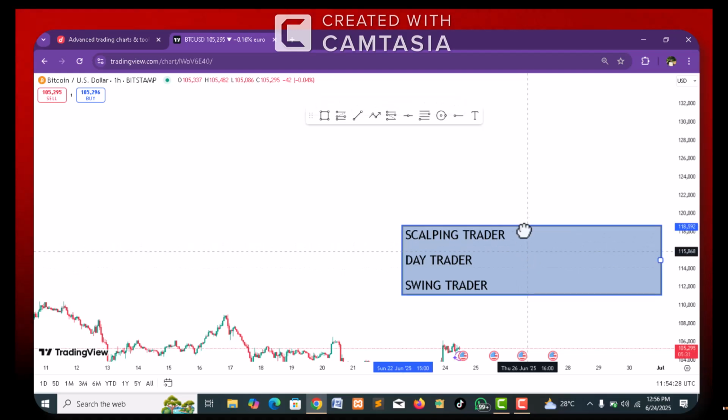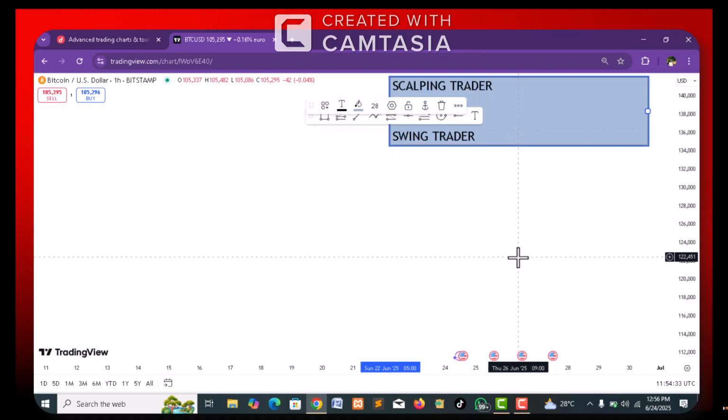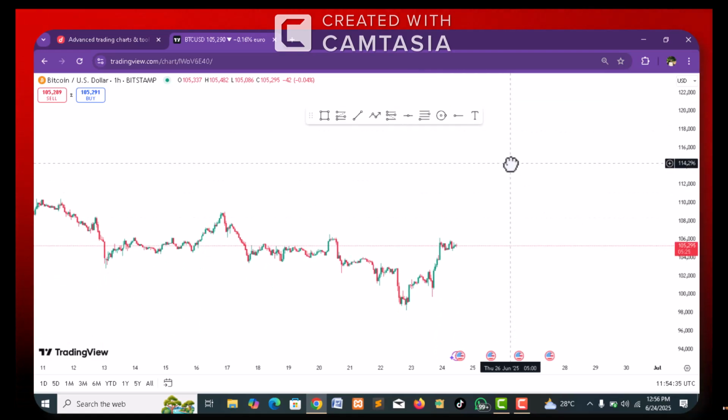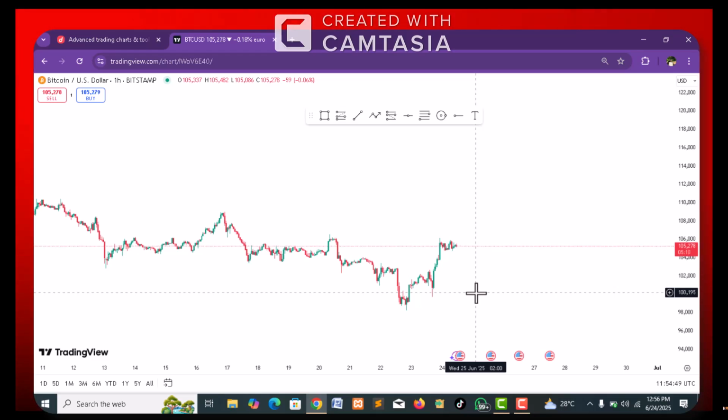Sorry, let me adjust this up so that we won't get distracted. As you can see in BTC, the market is going up, right? The market is going up. So what do we understand? We know what a trend is, we know the uptrend and we know the downtrend, right? So we always trade the market based on the trend. We don't trade against the trend.